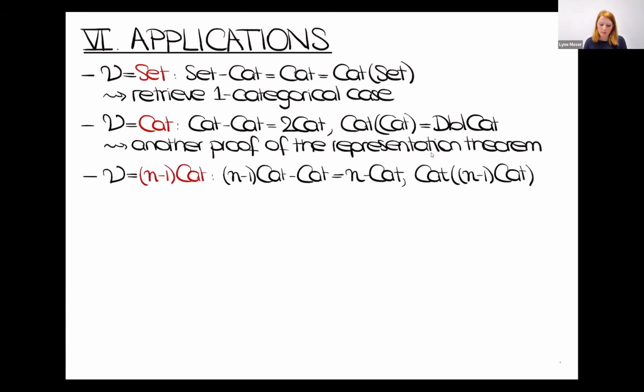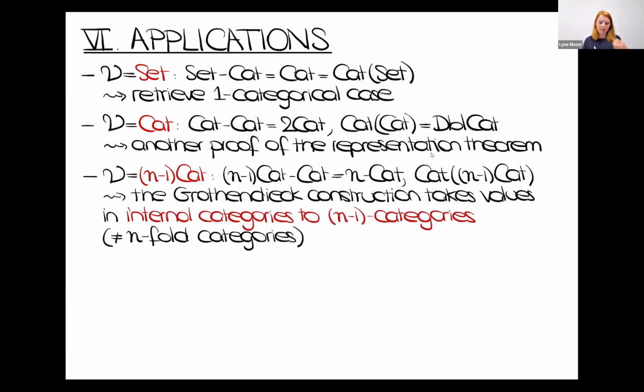But then you could also say, okay, let's look at n-1 categories instead. A category enriched in n-1 categories is by definition an n-category. And then there are categories internal to n-1 categories. I think we should find a name for those, because they're very useful to study the theory of n-categories.